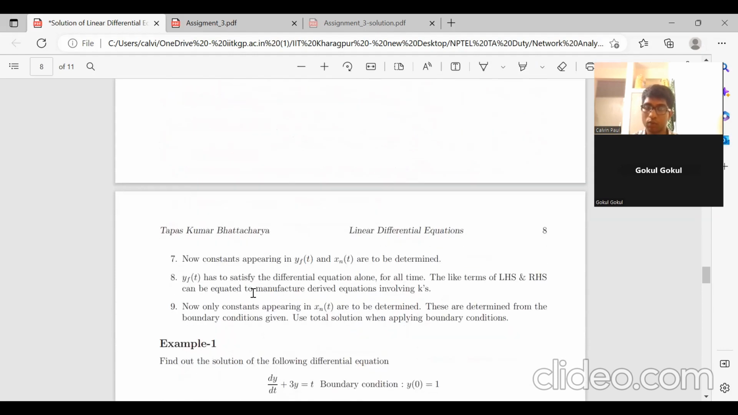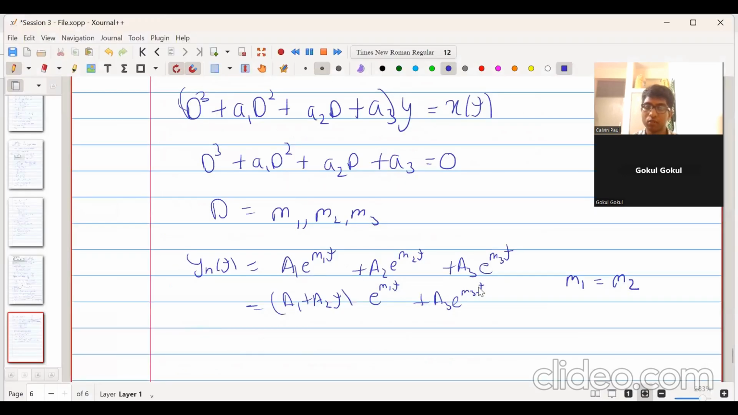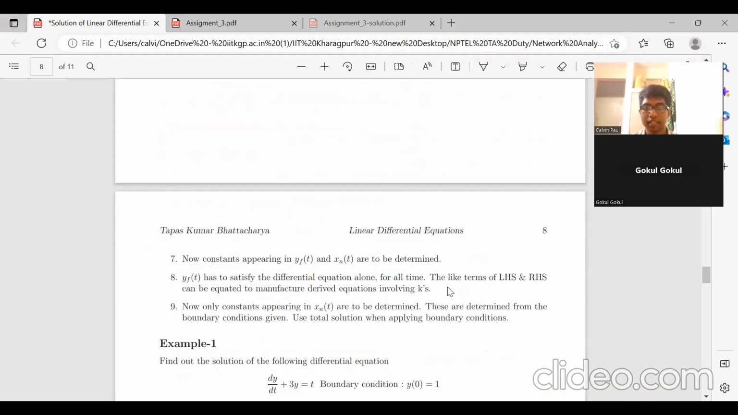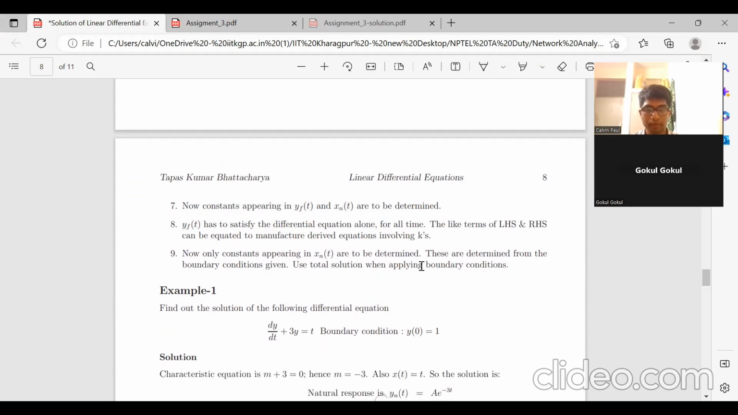Now, after we write it down, there will be some constants which appear in y of t, like A1, A2, A3. We don't know their values; they are just some constants we got, and they have to be determined. When we apply the boundary conditions, it will help us determine the values of A1, A2, and A3. So we determine those constants from the boundary conditions, and then afterwards we write the total solution after applying the boundary conditions.